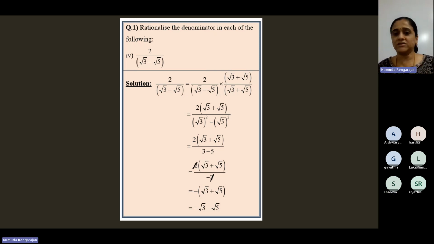Just in case your steps and the steps here don't match, please correct it. Redo if you have not got this answer or your steps don't match with this. Got it?